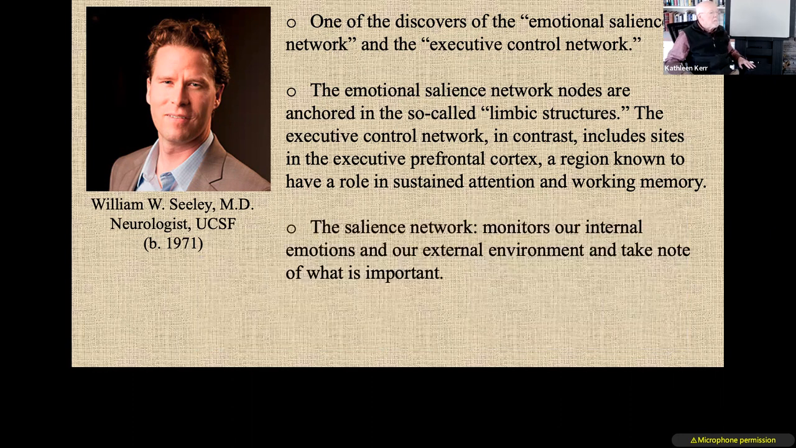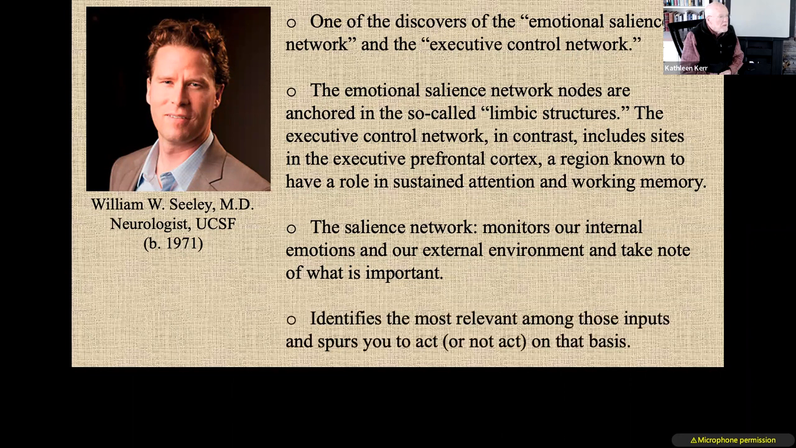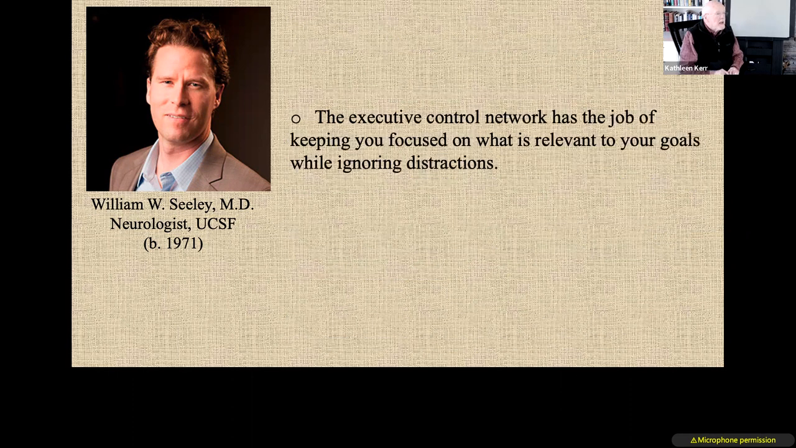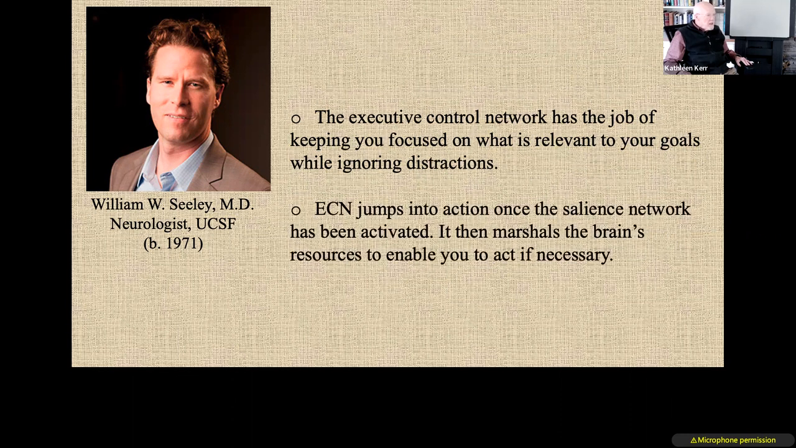So the salience network monitors our internal emotions and our external environment and takes note of what is important. It identifies the most relevant among those inputs and spurs you to act or not act on that basis. The executive control network has the job of keeping you focused on what is relevant to your goals while ignoring distractions. The ECN, the executive control network, jumps into action once the salience network has been activated. It then marshals the brain's resources to enable you to act if necessary.